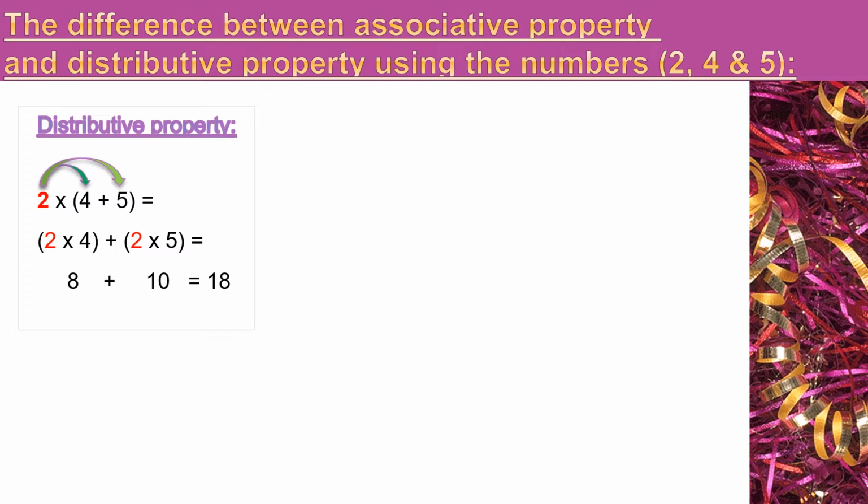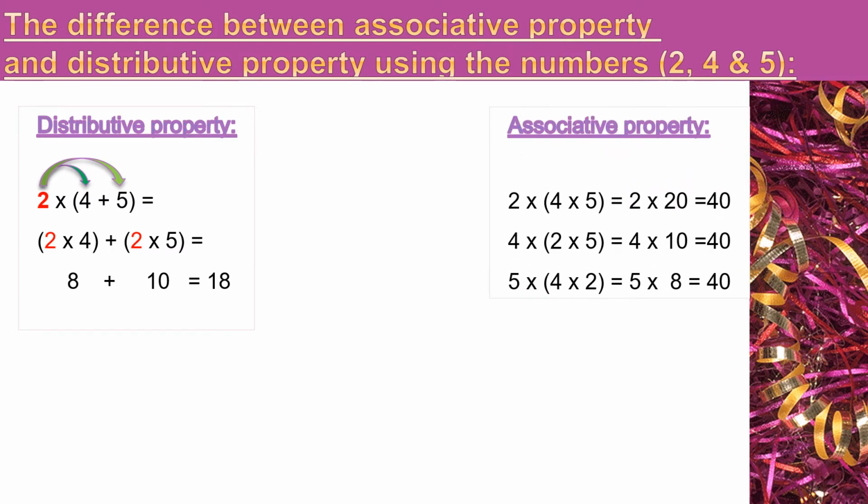And we said when I have brackets, I must solve what is between brackets first. So I should multiply 2 times 4 first, equals 8, plus 2 times 5 equals 10. Then I will add 8 plus 10 equals 18. This is distributive property. Let's move to associative property.